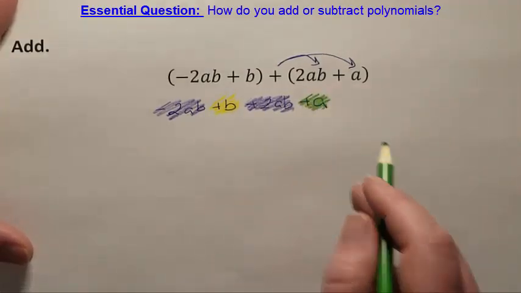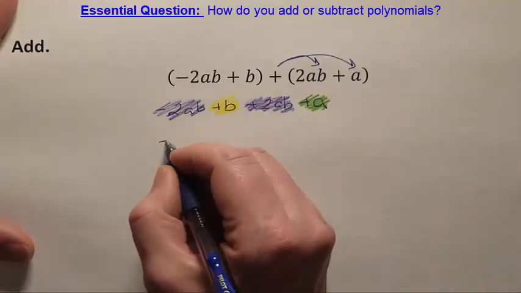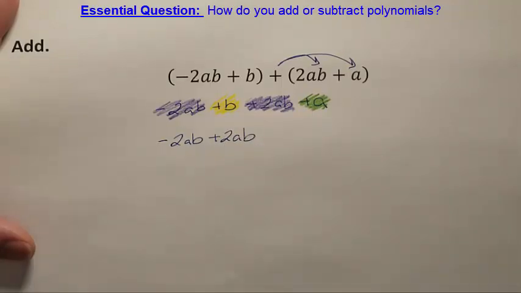There are no other a terms. So I've identified 3 different terms. There are my ab's, so I have a negative 2ab, and I'm supposed to add that to a positive 2ab. So those were my purple ab terms.